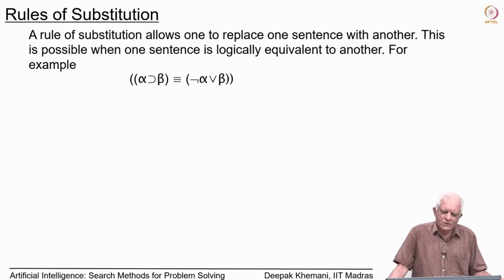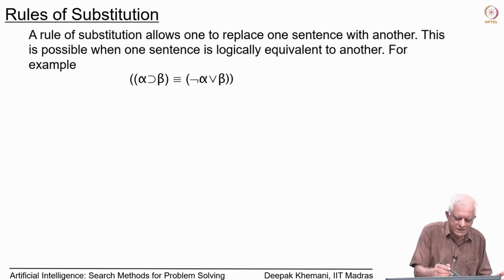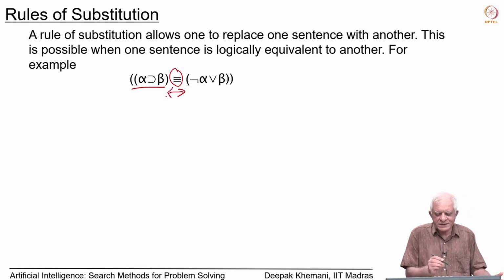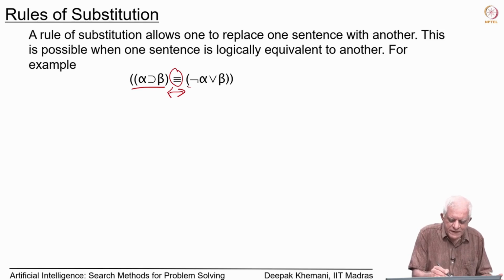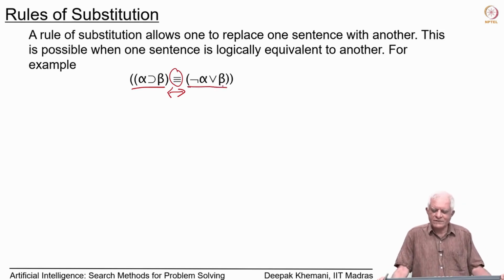There are also something called rules of substitution. A rule of substitution is like a two-way rule. It simply says that the left hand side, in this case a statement which is alpha implies beta, is equivalent to, so these three arrows are to be read as equivalent to, some books may use this symbol, but it is a logical operator, one of the binary operators that are there in logic, is equivalent to this other statement which says not alpha or beta.